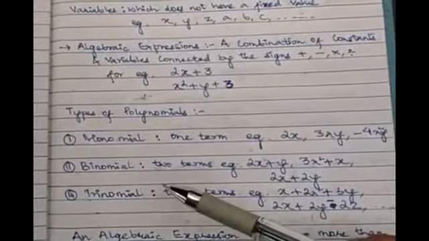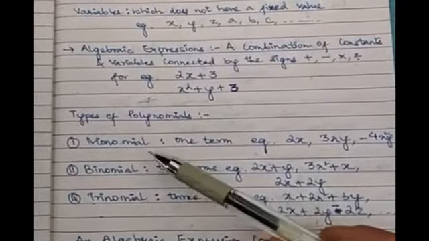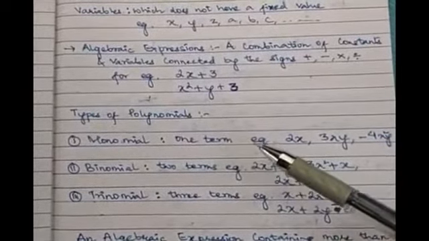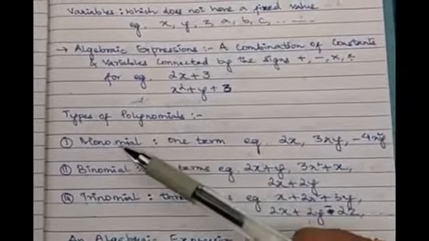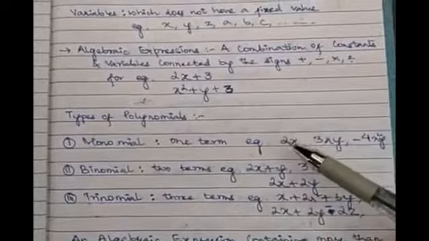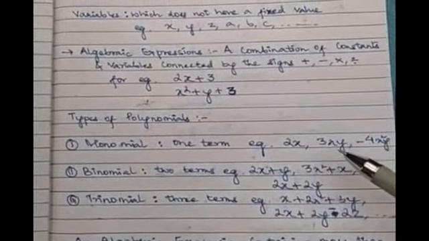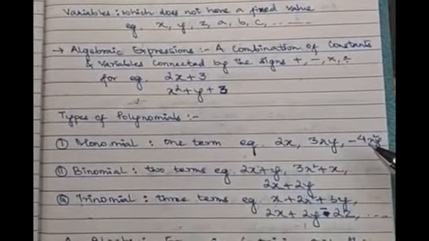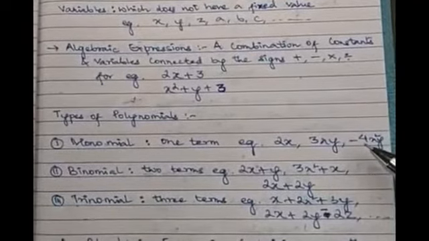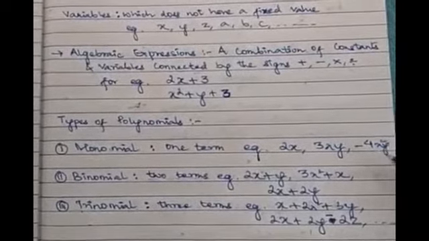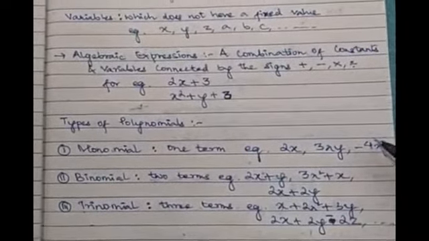Now, types of polynomials. First comes monomial. A monomial is just one term. The term itself tells you that: mono means one. Examples: 2x, 3xy. It doesn't matter how many variables there are, and it doesn't matter whether it's positive or negative. For example, minus 4x square y. A single term is a monomial.